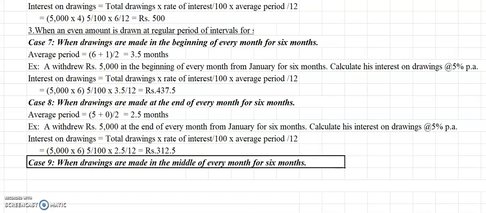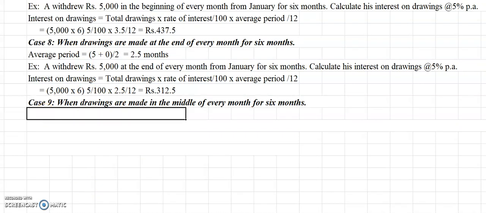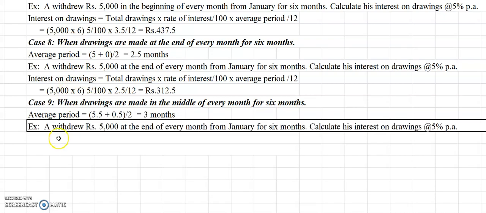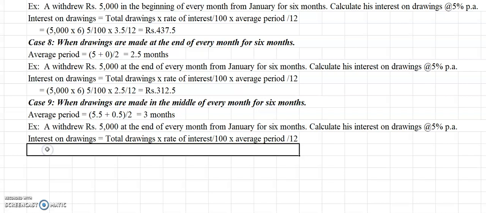Then the last case, when the amount is withdrawn at the middle of each month, the average period we will get is 3 months. And the example we are writing here, interest calculating. So the total interest we calculated here is 375, and that is the end of this video.